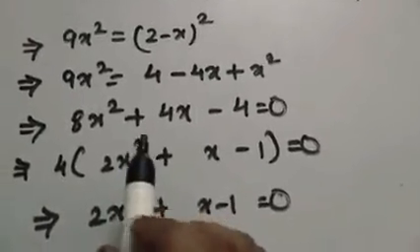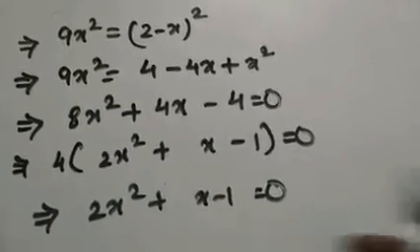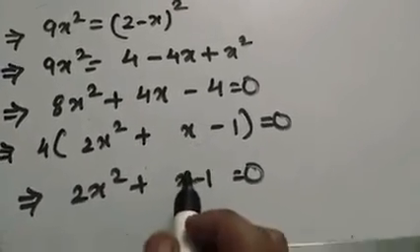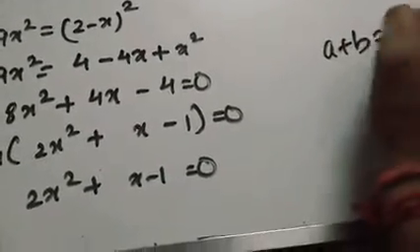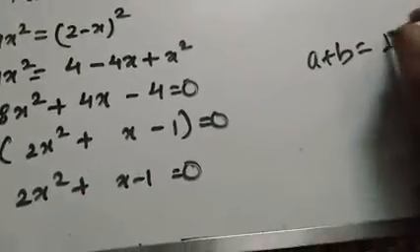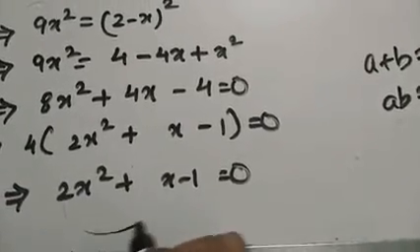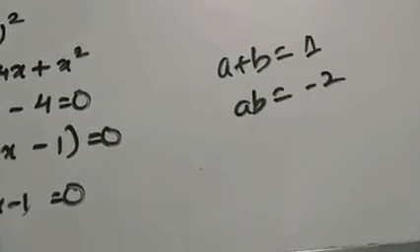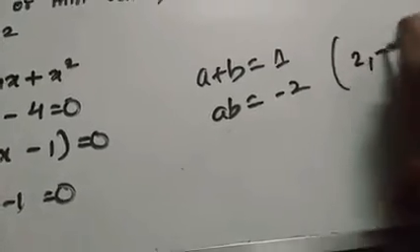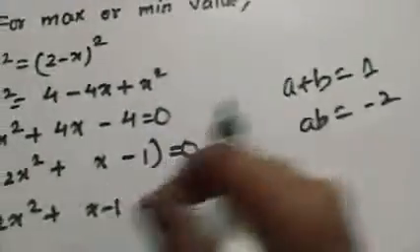Okay, so by taking the 4 common, I have written here 2, but there will not be 2 because 4 common, so it will become 1. So now let us factorize this one, that means by doing the middle term. That means we have to find any two numbers whose addition is 1 and whose product will be 2 into minus 1, that is minus 2. So the numbers are 2 comma minus 1. Their addition is 1 and their product is minus 2. So let us use that.